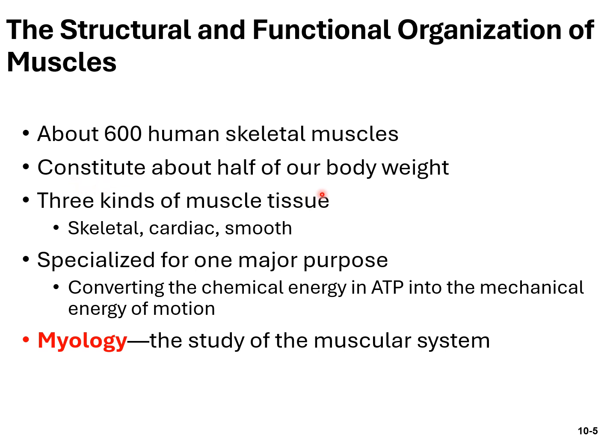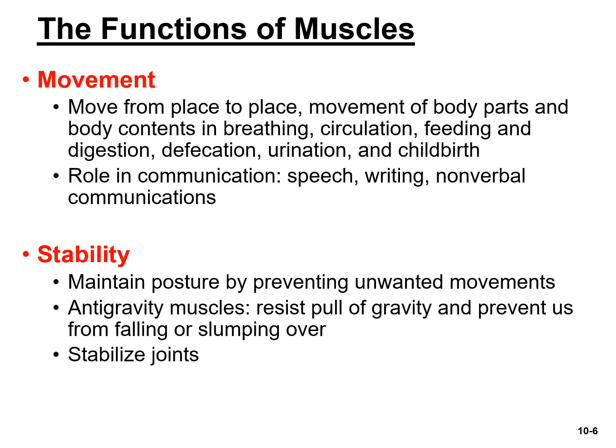So it's about half our body weight, which we talked about. There are 3 types: skeletal, cardiac, and smooth. We went over those when we talked about histology. They're specialized for one major purpose: converting the chemical energy of ATP into the mechanical energy of motion. And myology is the study of the muscular system.